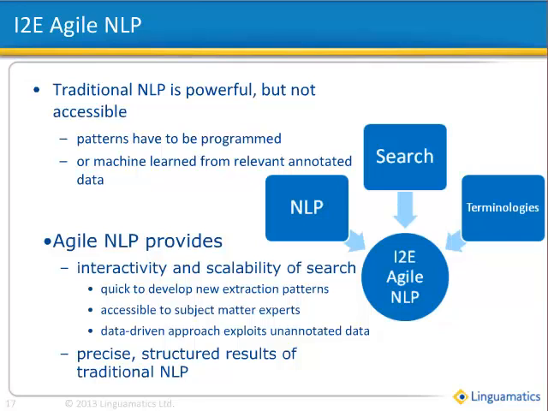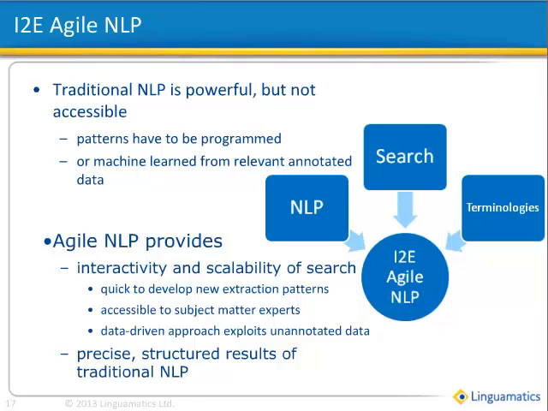Agile NLP is based on the combination of search technology and natural language processing. So it pulls together natural language processing, search, and the use of terminologies, and together those give you the interactivity and scalability of the search system so that you can quickly create new query patterns. It means you can refine your queries and develop them iteratively. Just as with a search engine, you start with one keyword and then add another keyword. With Agile NLP, you can add particular keywords or constraints and develop those constraints and immediately see what the effect of adding those constraints is, in the same way as using a search engine.